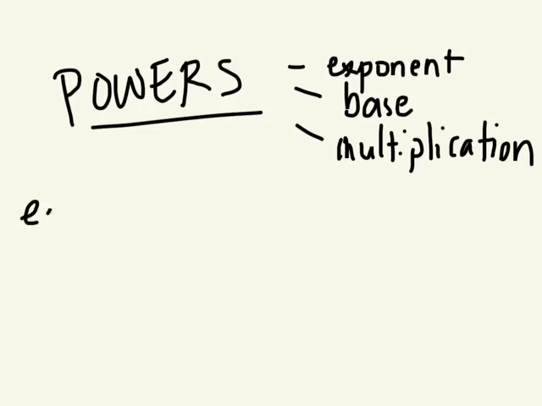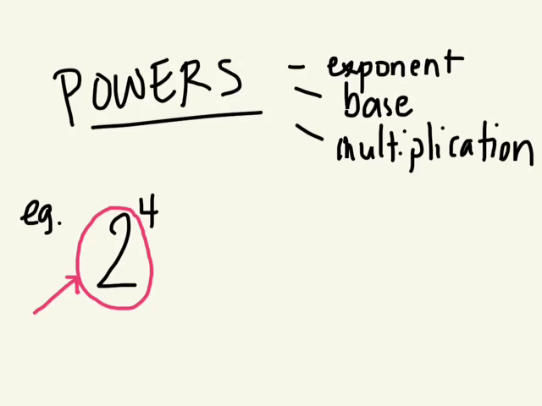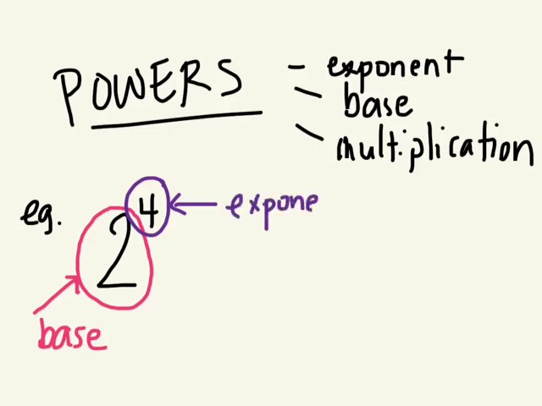For example, 2 to the power of 4. What does this mean? What does this 2 represent in the power? What part of the power is that? Good. This is the base. And what is the number 4? It's the exponent. Good. And what do each of these parts tell you about the power?